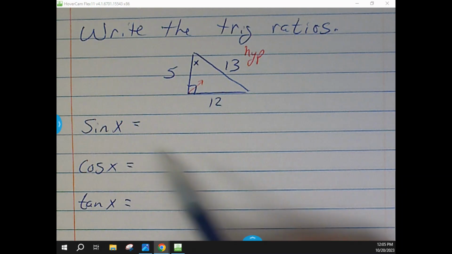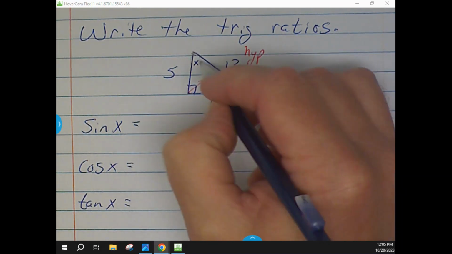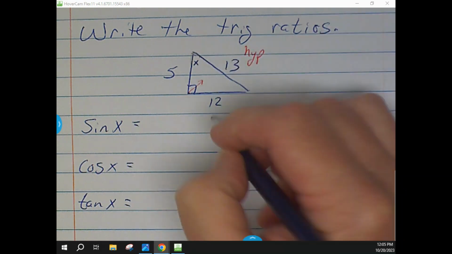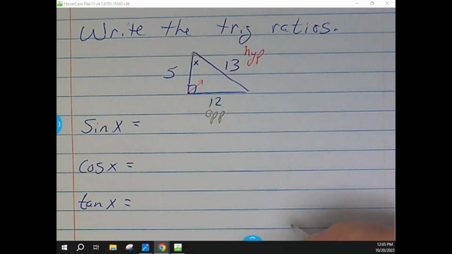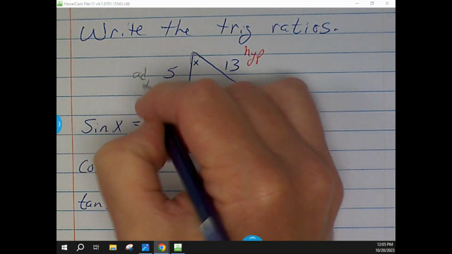If they ask you to find, talking about x now, if we're talking about x being in this corner, then the side that's opposite would be over here. So that's going to be the opposite. And then that's the 5 here, since it's the other part with us, that means that's going to be the adjacent.